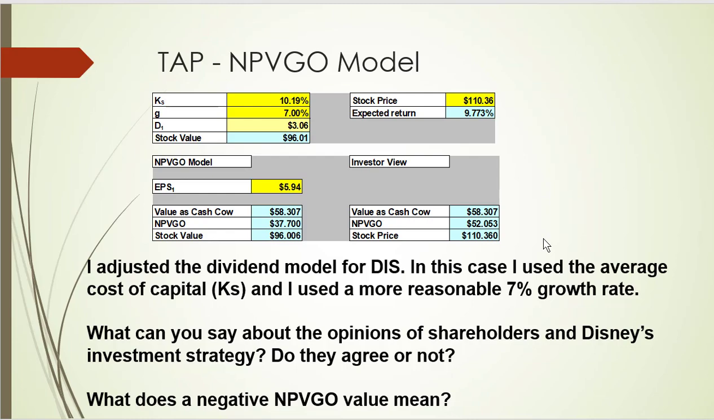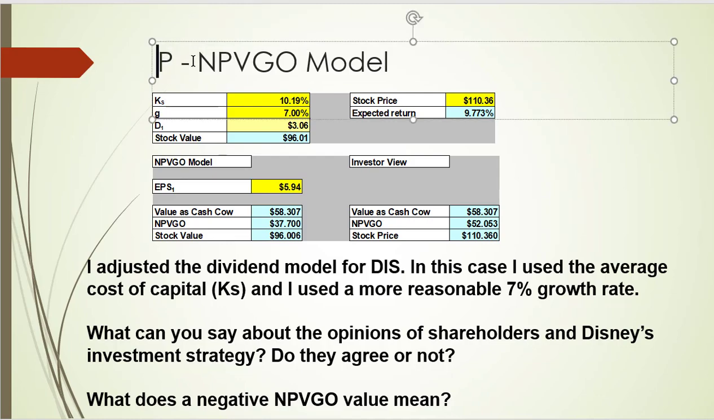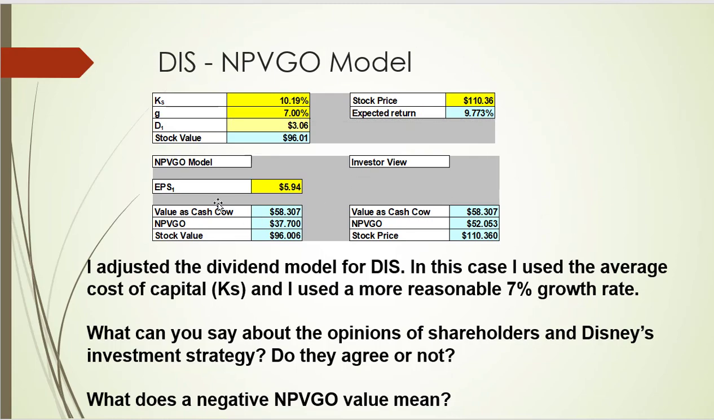Quite frankly, I did this so that the model would work and we could look at a real company, not TAP. This is Disney, sorry. And then I plugged in earnings per share for next year, which is $5.94. So what the net present value growth opportunity model does is it breaks price down into components. The value of the cash cow, it calculates it. So this company is worth $58.31 if it had a value as a cash cow.